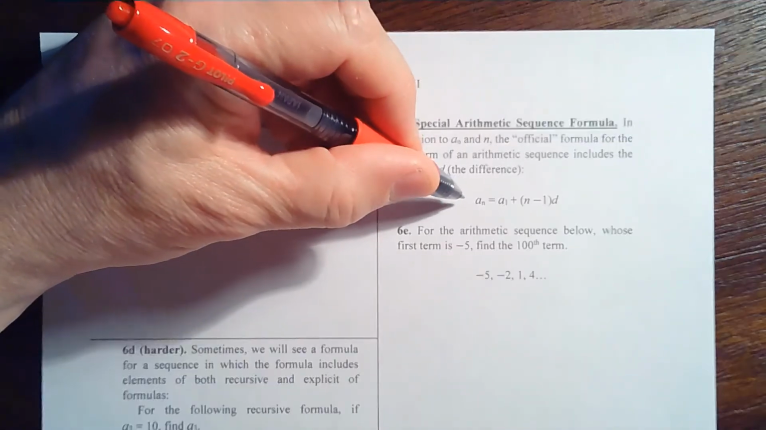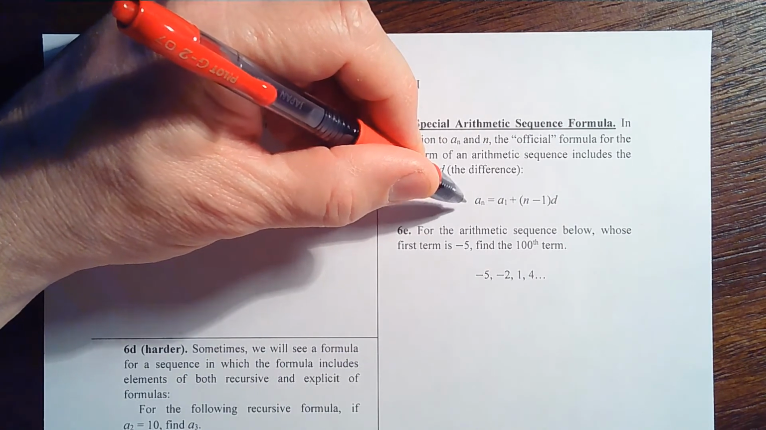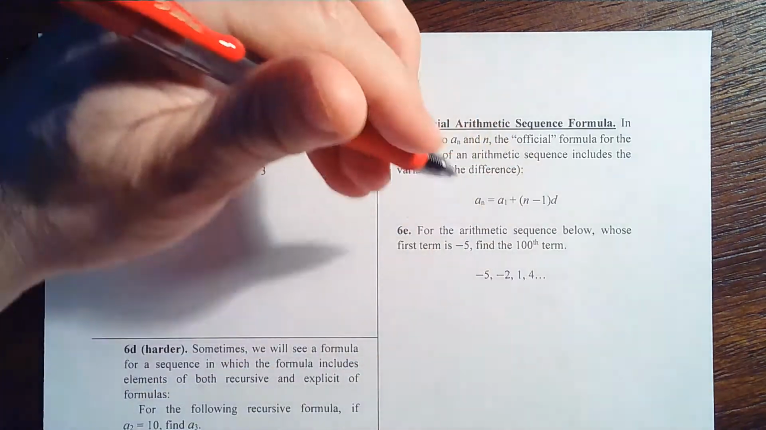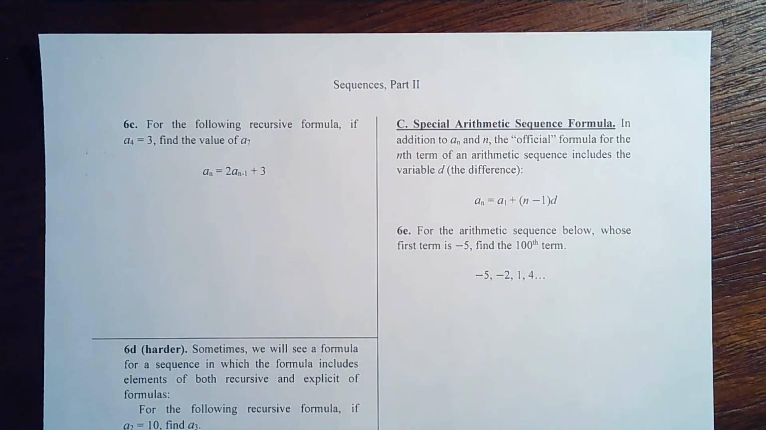And the formula is a sub n equals a sub 1 plus n minus 1 times d. They give you this formula if you need to use it. They don't expect you to have this memorized. But as we saw earlier, in part 1 of sequences, you can predict what the term number or term value will be down the line of an arithmetic sequence just by using simple logic. But let's just, for the record, take a look at how to use this formula. Take a look at 6e, try it, stop the video, and come back.